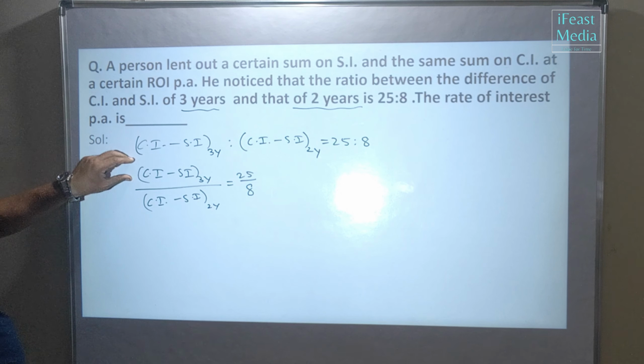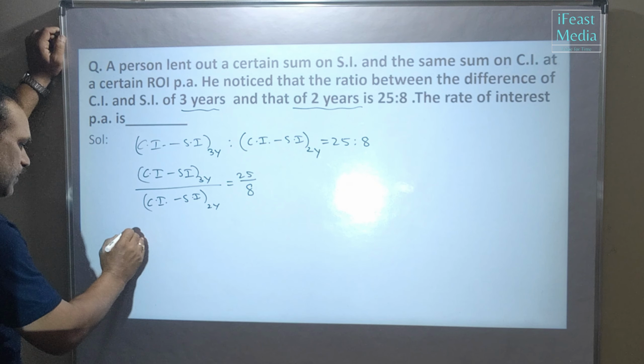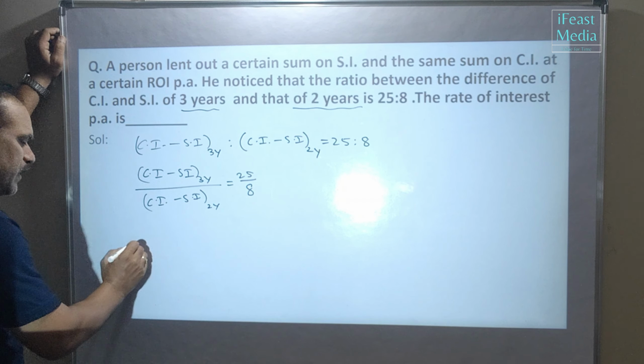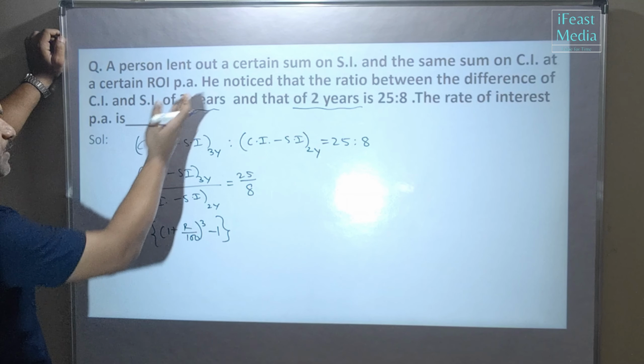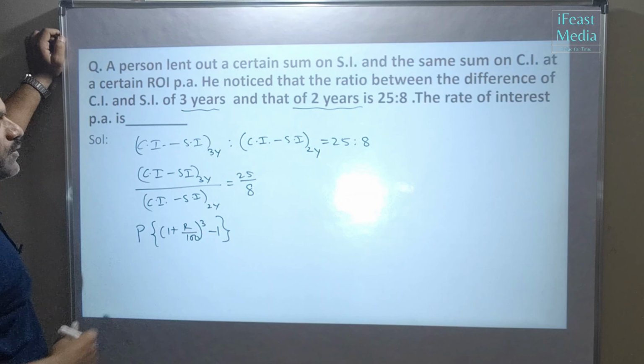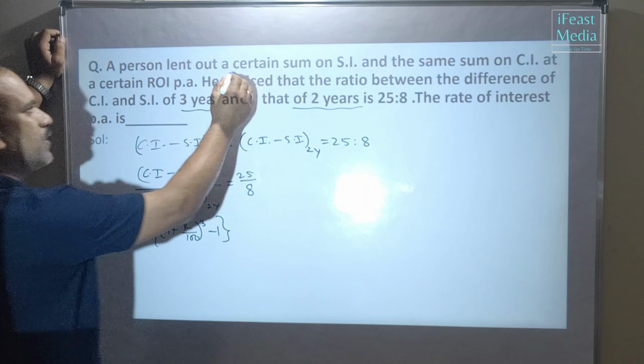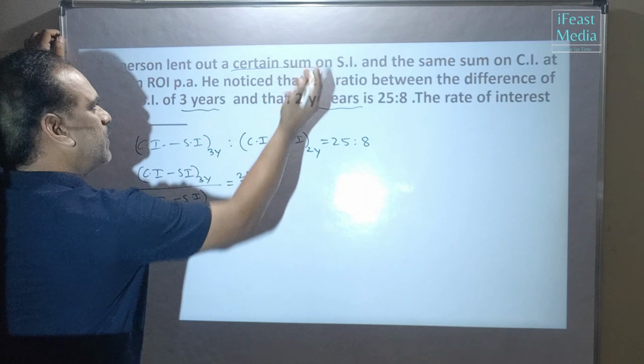What is the difference between CI and SI? Compound interest for 3 years is P into (1 plus R by 100) whole power 3 minus 1. Here R is unknown, and P is also unknown, a certain sum. P is not given, and you are asked to find the rate of interest per annum.